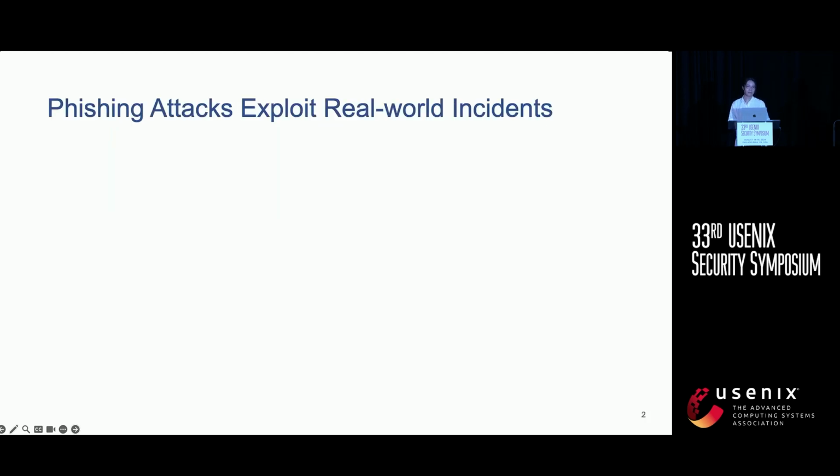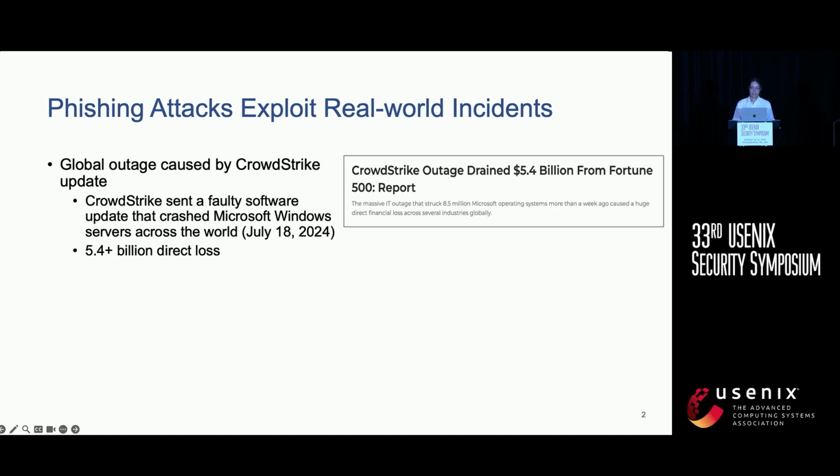Phishing attacks become very common after real-world incidents. On July 18th, CrowdStrike sent out a faulty software update that crashed Microsoft servers all over the world. This caused a global IT outage and a direct loss of over $5.4 billion for Fortune 500 companies.